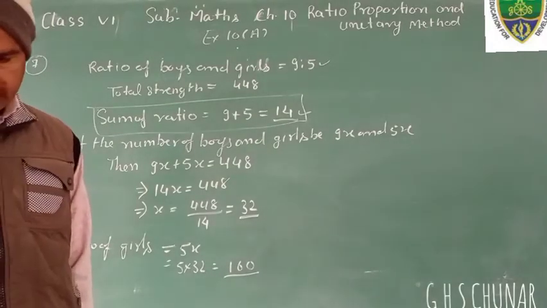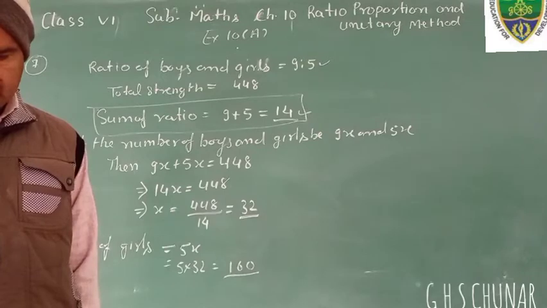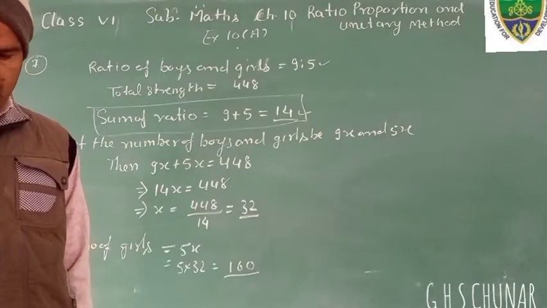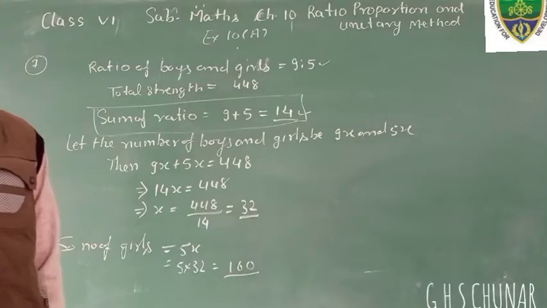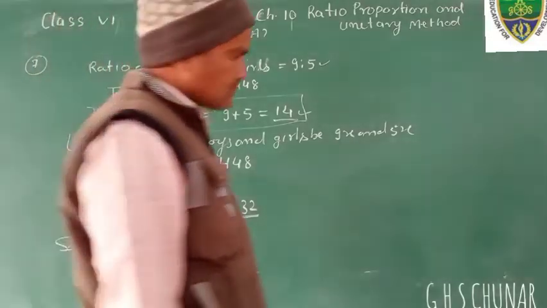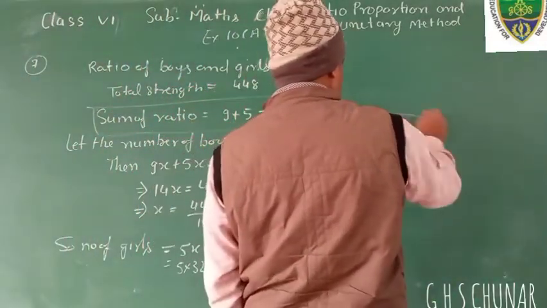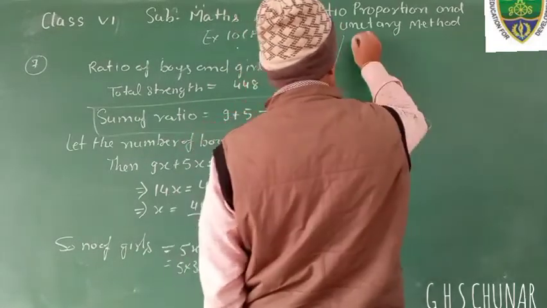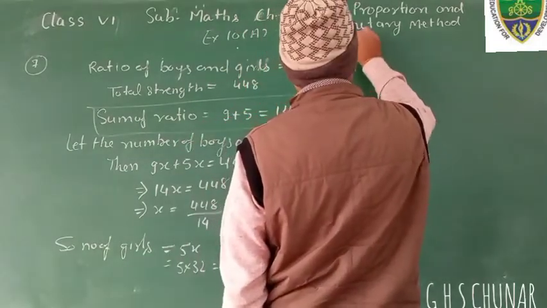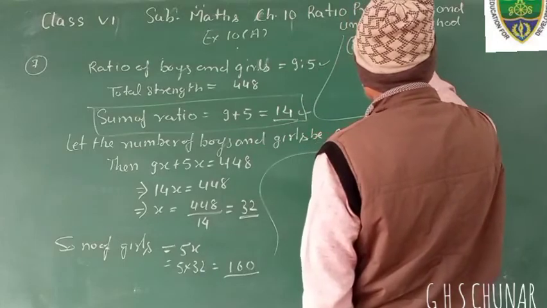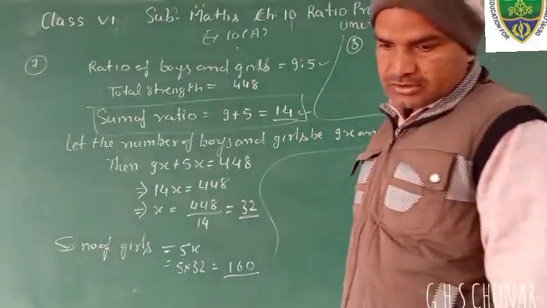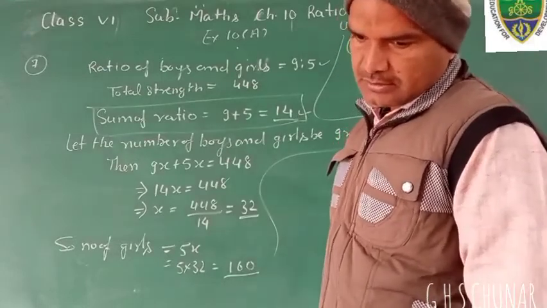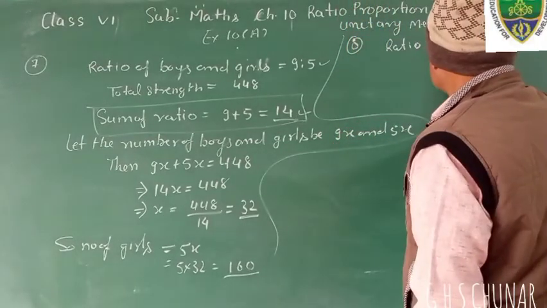Next question, that is question number 8. Divide 1575 between Kunal and Madhu. You can solve it as well as question number 8. The ratio is given as 7:2.